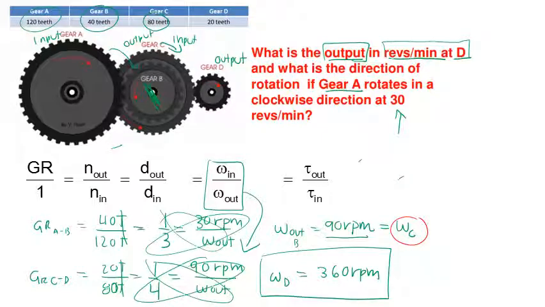If we want to answer the second question, we could look at that quickly. If A goes clockwise, then B is always going to go opposite. It's going to go counterclockwise. Since B and C are on the same axle, C is also going to spin in the same direction, which means D is going to spin in the opposite, which is clockwise. So D will spin clockwise. So I would say the angular velocity at gear D, the output, is equal to 360 revolutions per minute clockwise.